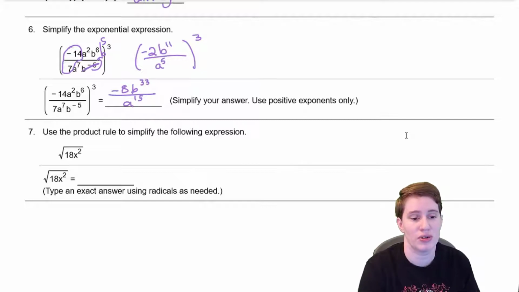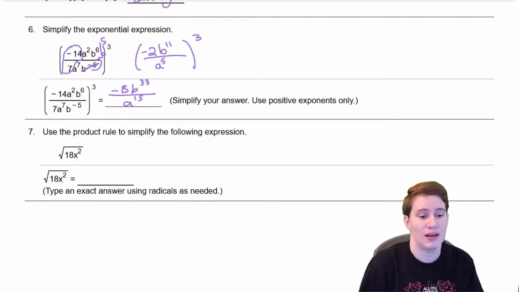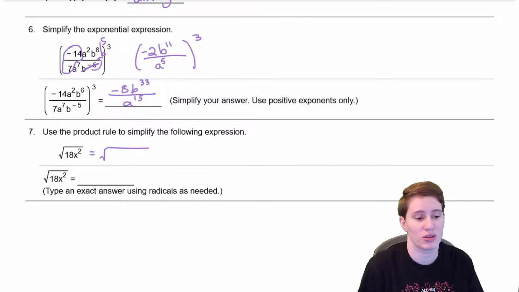Use the product rule to simplify the following expression. And you may not realize what the product rule is as you're doing this, but however you've learned to simplify radicals, the idea is saying, what can I split these up into that have perfect squares? For instance, 18 is really 9 times 2. It's also 6 times 3, but 6 and 3 aren't perfect squares. If I change 18 to 9 times 2, then I can say, okay, let me separate this out. And x squared actually is also a perfect square, so I can separate that out as well.